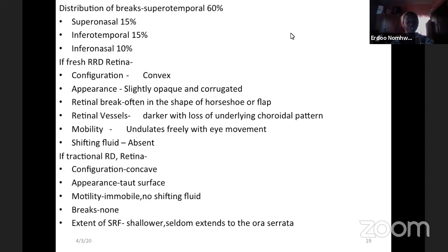For the tractional retinal detachment, the configuration is really concave. It has a taut surface. There's no shifting fluid, and it does not move freely with the eye. Usually you would not find breaks in tractional retinal detachment, and the extent of subretinal fluid here is usually shallower and rarely extends to the ora serrata.